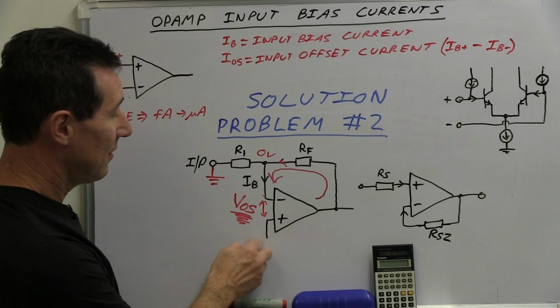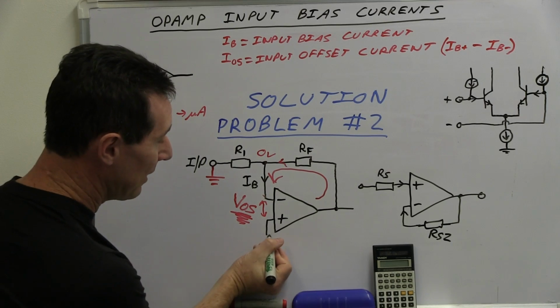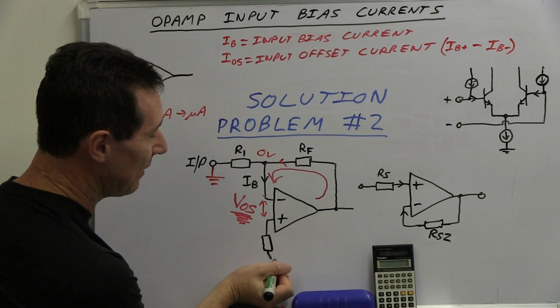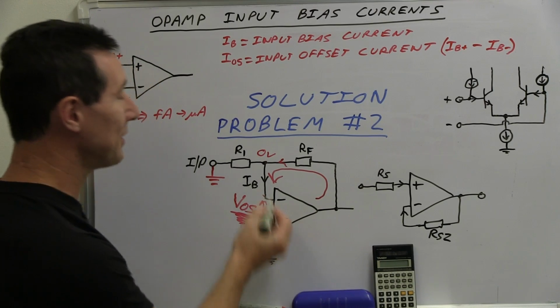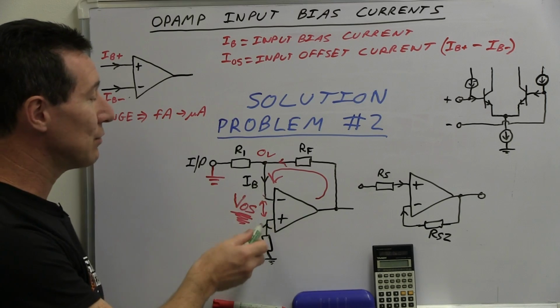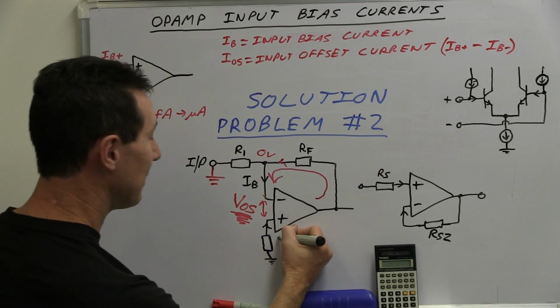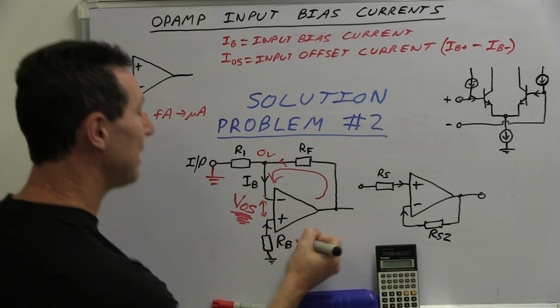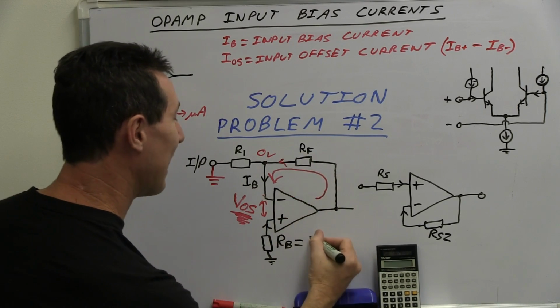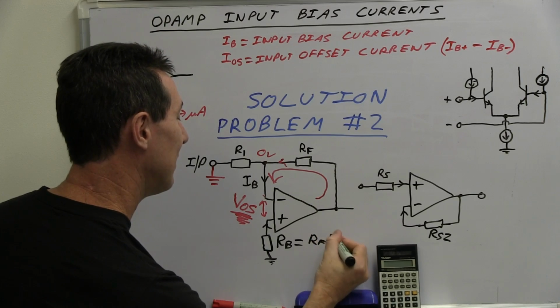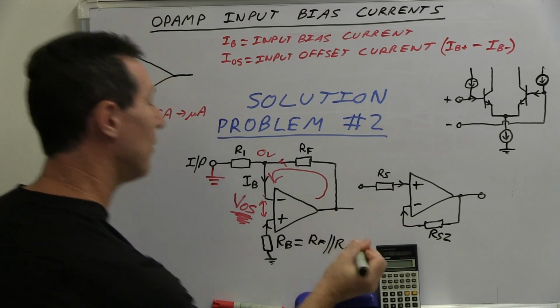Instead of this going to ground down here, we have a resistor in there going to ground. So we're going to get our input bias current, and we can actually cancel them out like that. Now let's call this RB, and what value should RB be? Well, it's a standard formula. It's actually RF in parallel with R1.